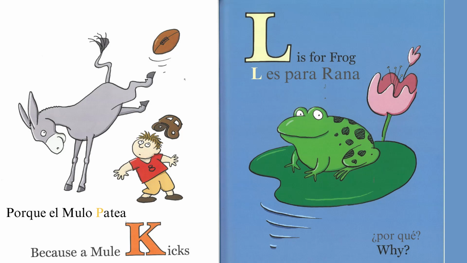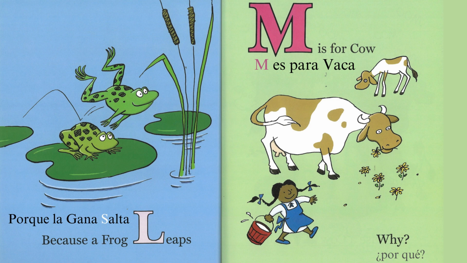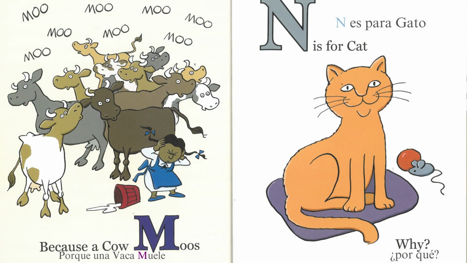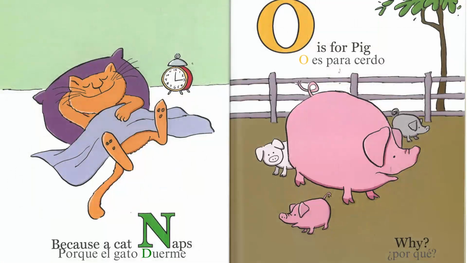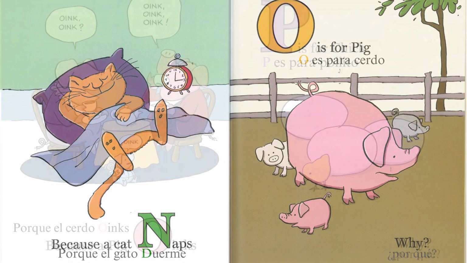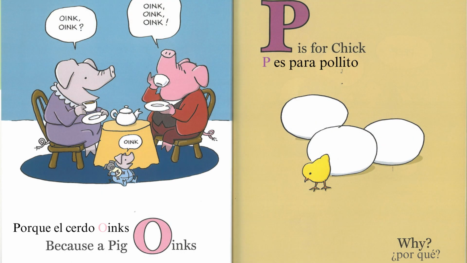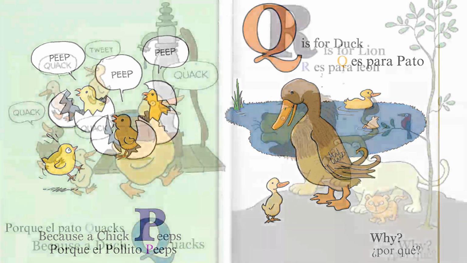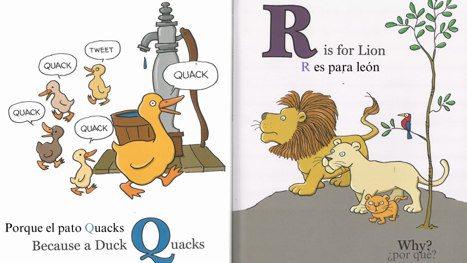L is for Frog. Why? Because a frog leaps. M is for Cow. Why? Because a cow moos. N is for Cat. Why? Because a cat naps. O is for Pig. Why? Because a pig oinks. P is for Chick. Why? Because a chick peeps. Q is for Duck. Why? Because a duck quacks.